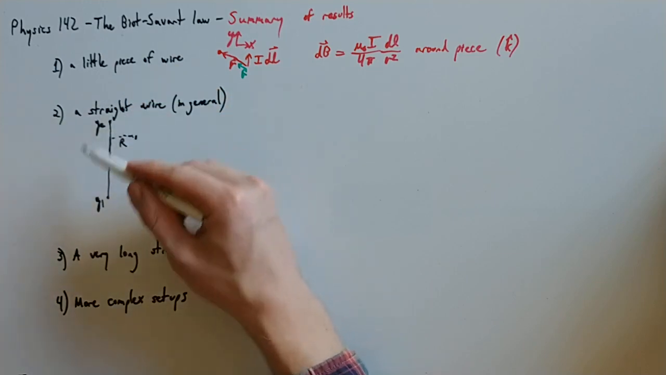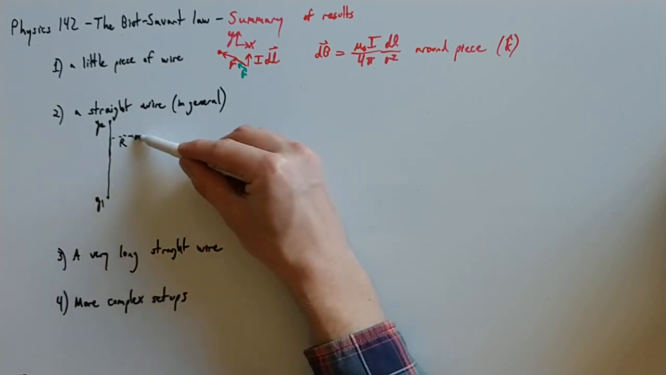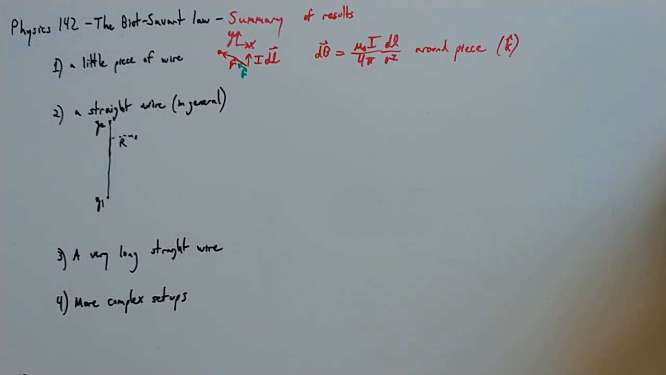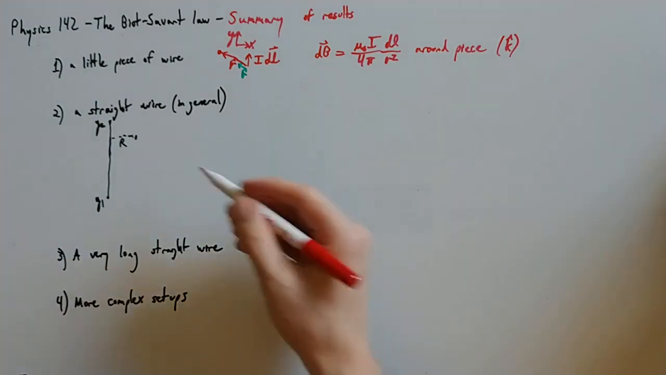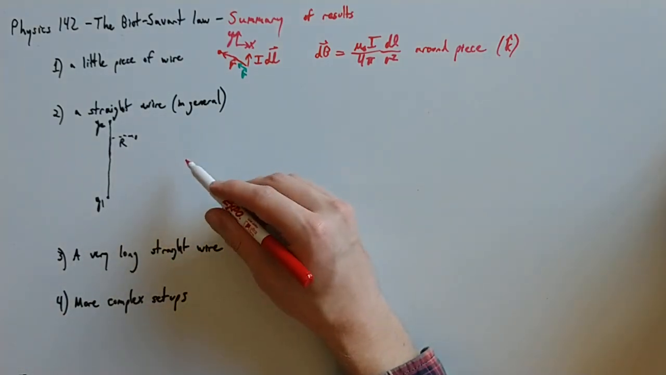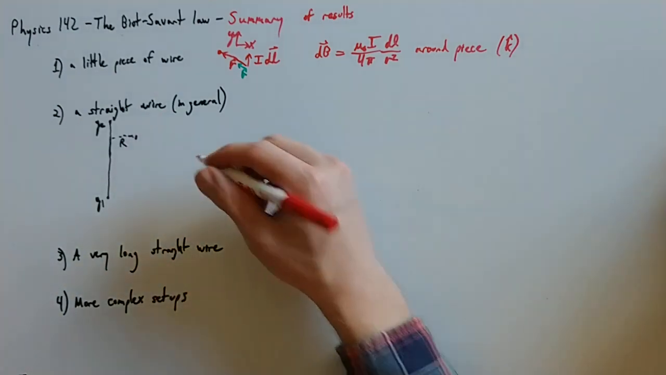So how do we take our result that we had before, our method that we had before, and generalize it to this spot sort of anywhere around the wire? The answer to that is, well, let's remember the result that we got from the straight wire. If you don't remember the result, I encourage you to go back and look at that video again.